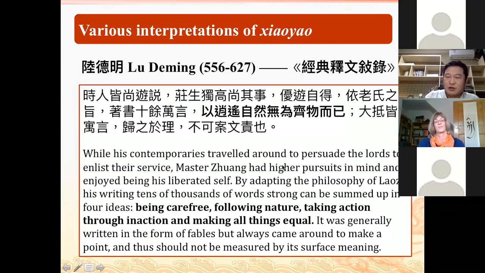But traditional commentators usually do not understand that this is a binom. So when they interpret this word, they usually treat the two characters differently and try to interpret the sentence, the word.